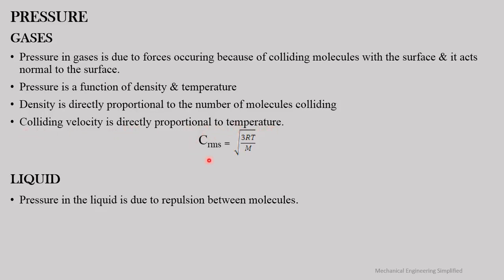According to the kinetic theory of gases, the root mean square velocity, C_RMS, is given by the square root of 3RT by m, where R is the characteristic gas constant, T is the temperature, and m is the mass. And in liquids, the pressure is due to repulsion between the molecules. In the liquid, there is repulsion between molecules, and due to that there exists pressure.